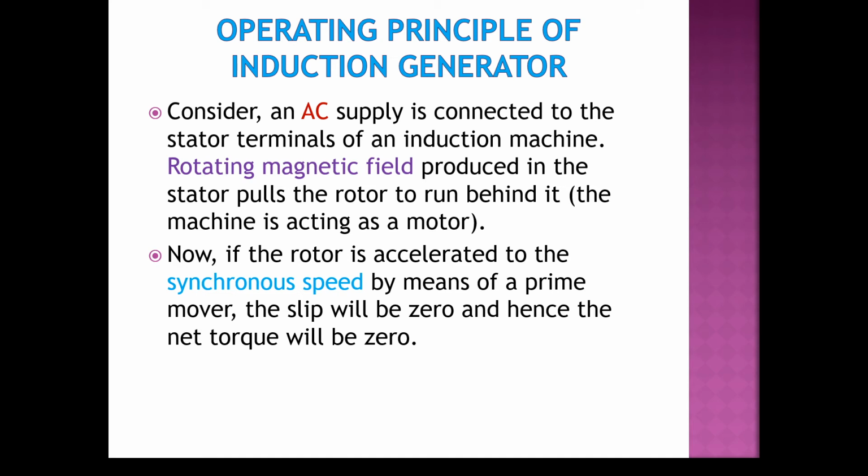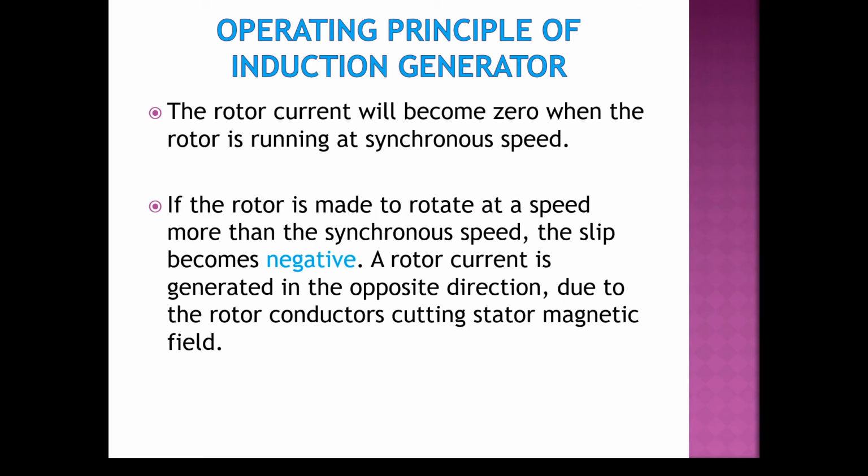So what is a prime mover? Which will give the mechanical energy to the generator. So it can be engine, turbine. Okay. So when the rotor is accelerated to synchronous speed by means of any prime mover, slip will be zero and torque will be zero. So rotor current will become zero when rotor is running at synchronous speed. That is when n is equal to ns, slip is zero, torque is zero, and rotor current is zero.